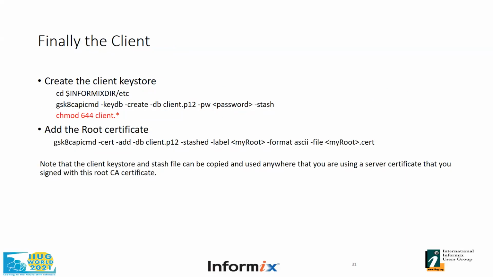And note that once you've done this and you have a client key store, you can copy your client key store and stash file around anywhere that you're using a server certificate that got signed with this CA root certificate. Even if you have multiple servers that have their own certificates that are individually signed, you only need the root certificate. If you're doing it with a single root certificate, you only need one root certificate in your client key store. And this will work for any client, for any server that has a certificate that's signed by your CA.